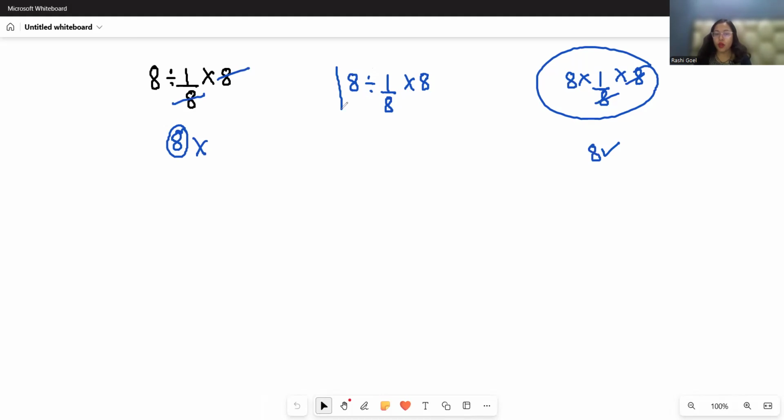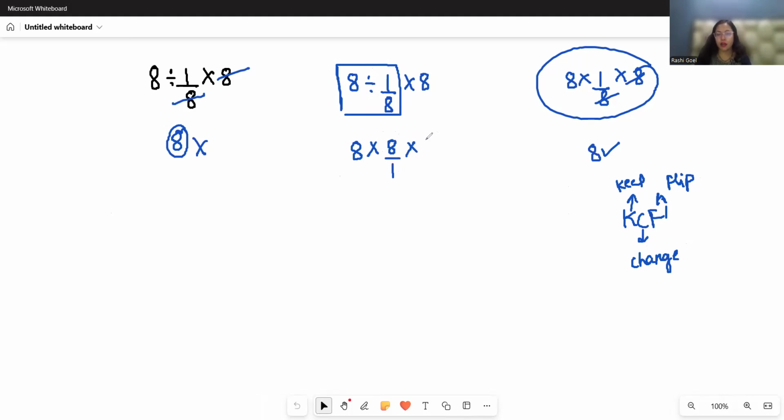Okay, so what you have to do when this is given is follow the KCF rule. Here, K stands for keep, C stands for change, and F stands for flip. So let's apply this. That means keep the left hand, change the symbol from division to multiplication, and flip the right hand. So when you flip or take the reciprocal of the right hand, it becomes 8 times 8 over 1, times 8.